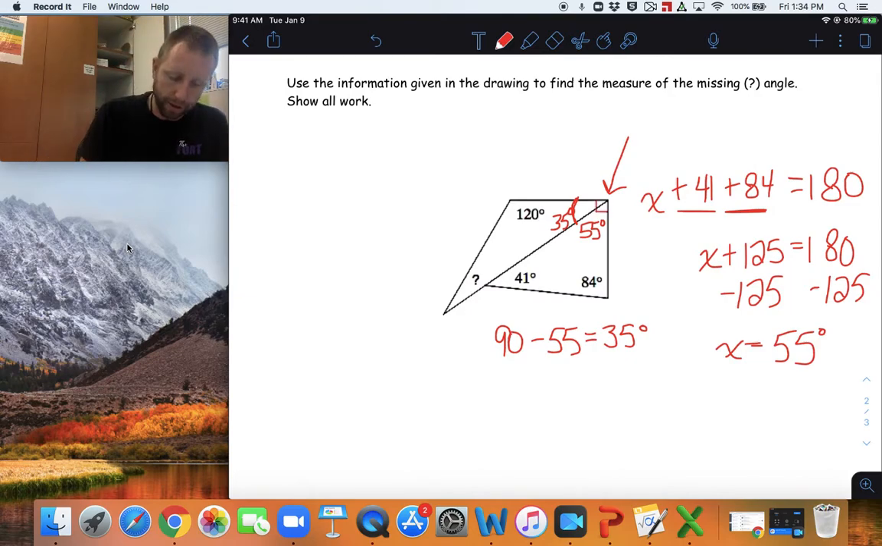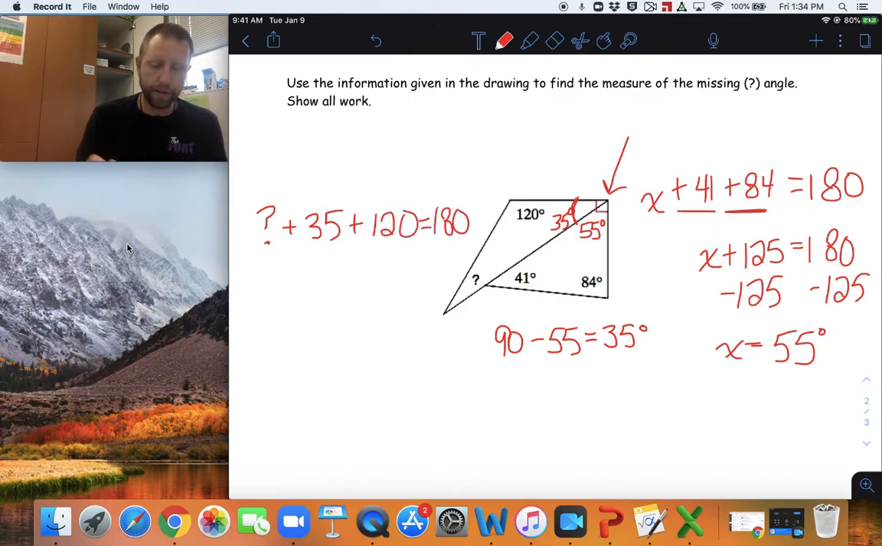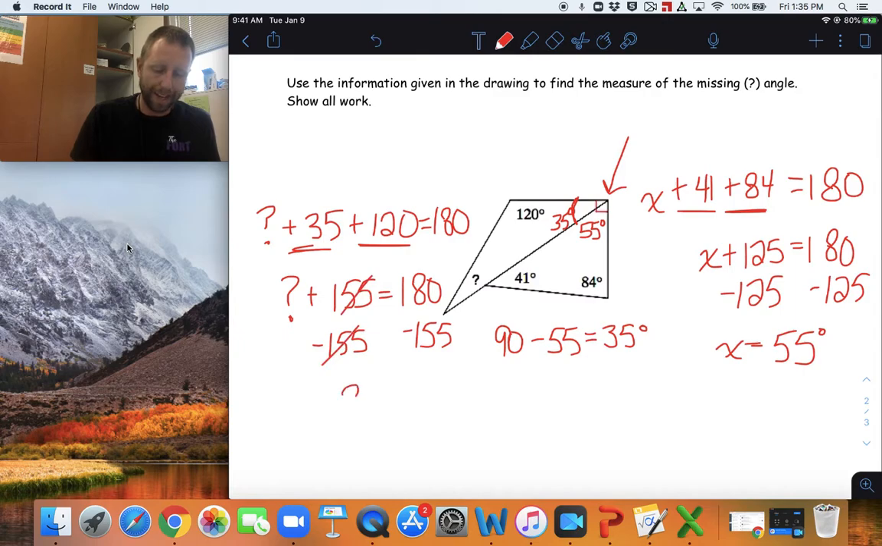So I'll set up another equation. Question mark plus the angle I just found, 35, plus what they gave us, 120, has to equal 180 degrees. Combine like terms. I've got the plus 35 and the plus 120. So we've got question mark plus 155 equals 180. And then just subtract 155 from both sides. I get the answer for my question mark. 180 minus 155 is 25 degrees.